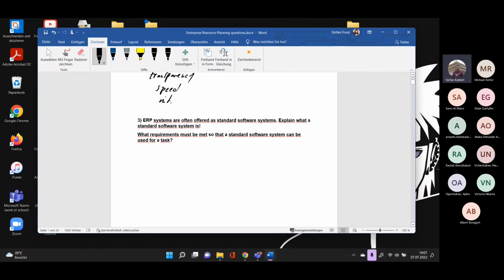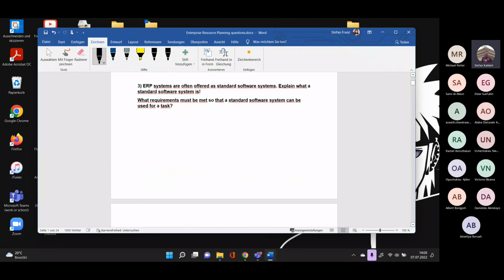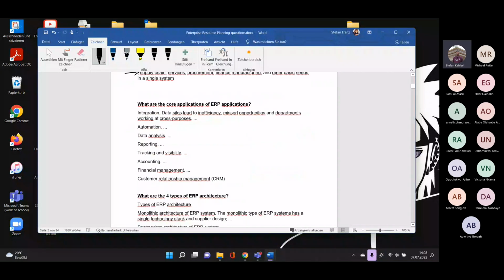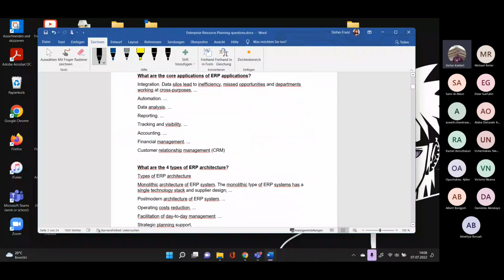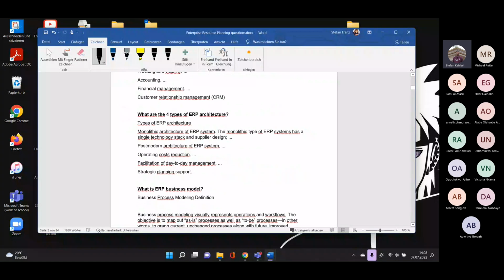Standard software is written. So we stopped at question 12, I think. Okay, then let's go further. We answered Big Bang and step by step. Core business systems we had, I remember. Yeah. Supply chain, procurement, finance, manufacturing. What are the core applications? Automation, data analysis, reporting, tracking. We had this one. 4 types of architecture. You remember that? Monolithic, postmodern, cost reduction, facilitation in day-to-day management, and strategic planning support.